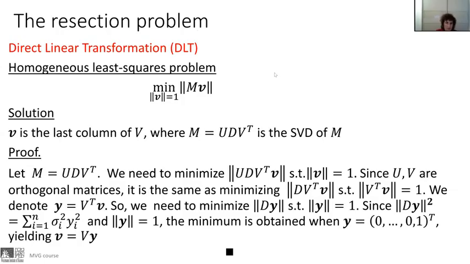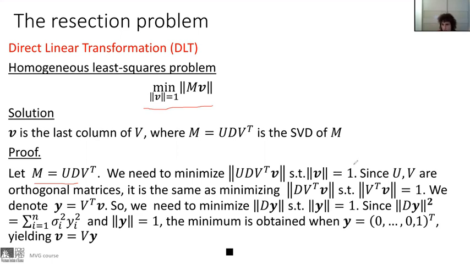So let's move on and try to prove why the solution to the homogeneous least squares problem is exactly the last column of V in the SVD of M. So let's decompose M using the SVD. Essentially, this is the constrained optimization problem that we are going to solve. If I plug the decomposition of M into it, I get that I need to minimize the norm of U D V transpose v, such that the norm of v is equal to 1.